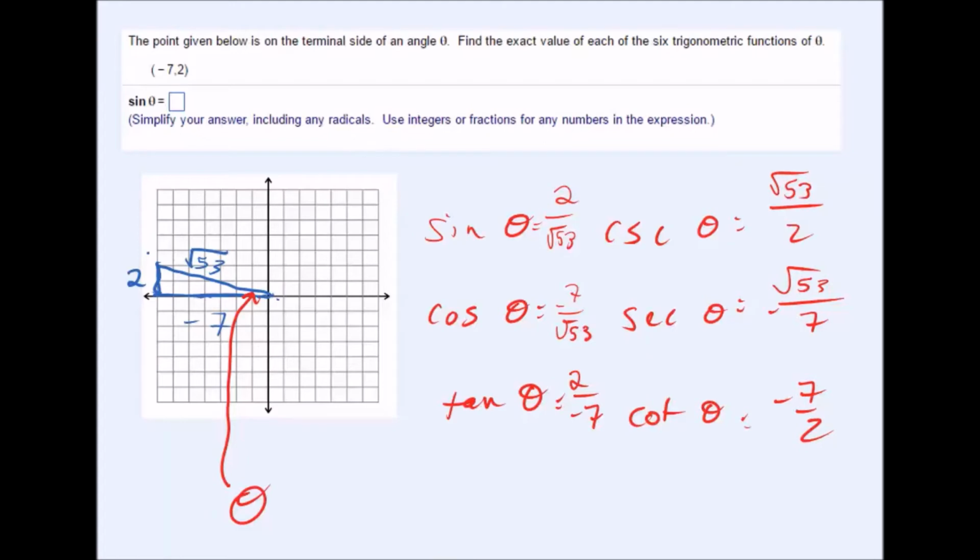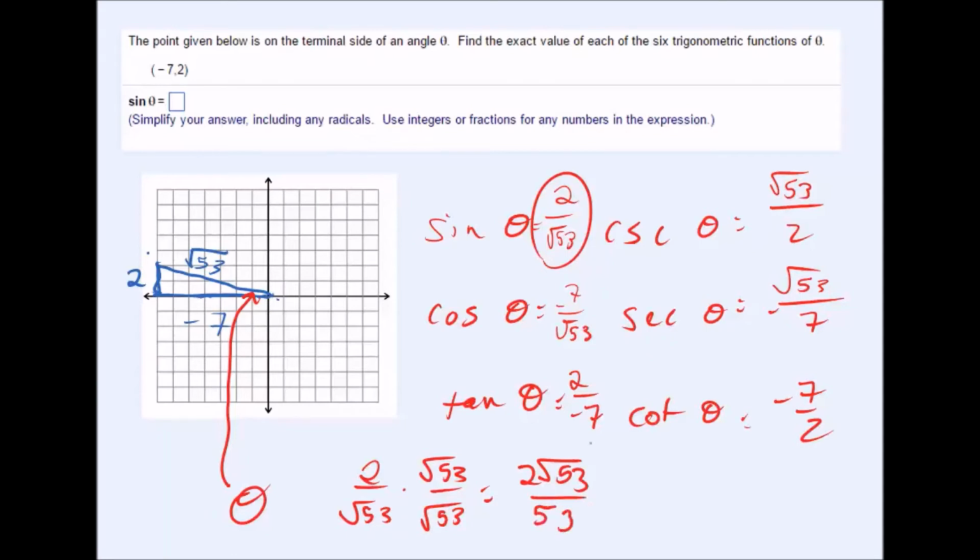Now we're almost done, but we do have to clean up a couple of these. For example, you can't have a square root in the denominator, so you're going to multiply that by square root 53 over square root 53 to get 2 radical 53 over 53. And that'll be your final answer for sine. Same thing with cosine. We don't need to walk through that, though. Something to note is if you ever have a negative in the denominator, like here for 2 over -7, you should really rewrite that as tangent of theta is equal to just -2/7. Bring the negative out front, because if it's positive divided by negative, the whole answer is going to be negative.